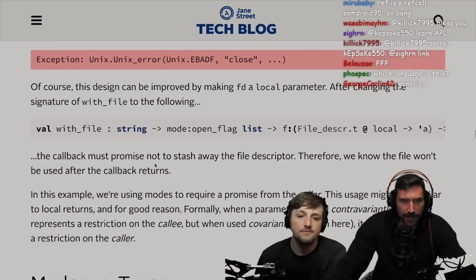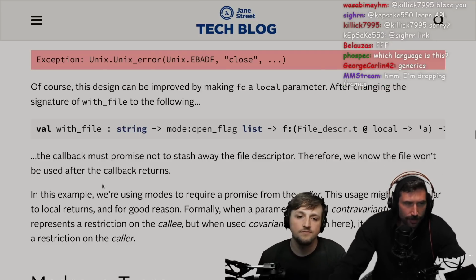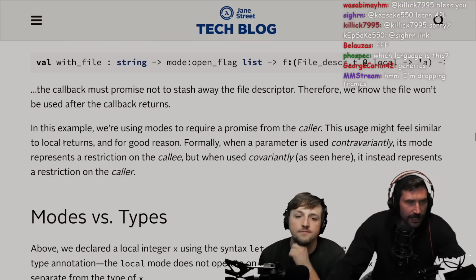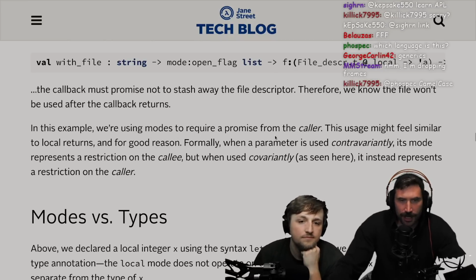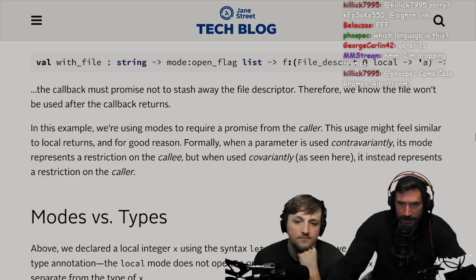The callback must promise not to stash away the file descriptor. Therefore, we know the file won't be used after the callback. Okay. Perfect. In this example, we're using modes to require a promise from the caller. This usage might feel similar to local returns, and for good reason. Formally, when a parameter is used contravariantly. There's one of those words again.